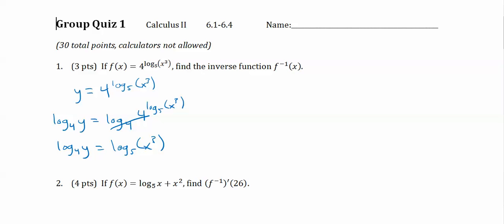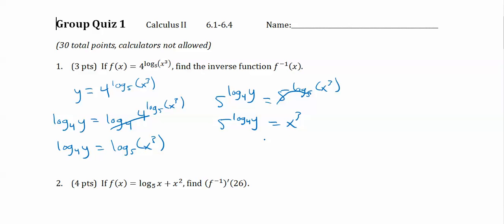And now I need to cancel the log base 5 on the right side, and the way I do that is to raise 5 to the power of each side. So 5 to the log base 4 of y equals 5 to the log base 5 of x cubed. And this time that cancels to give us 5 to the power log base 4 of y equals x cubed.